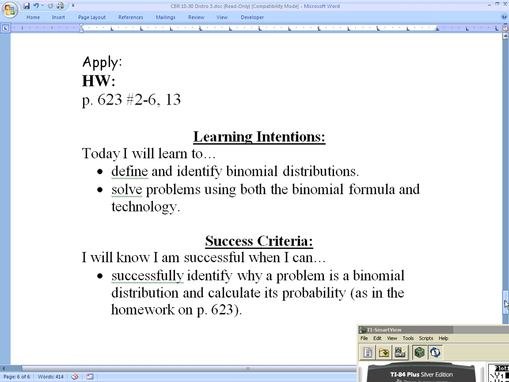A few practice problems for you on page 623. Again, our goal for today was to be able to define what a binomial distribution is. Again, these are probability problems involving success and failure, 2 different outcomes that we're looking for, repeated numerous times. We wanted to be able to solve it using our formula and with technology, which we did. And then again, hopefully we're going to be able to use this to solve IB problems as well as the problems here in the book successfully.